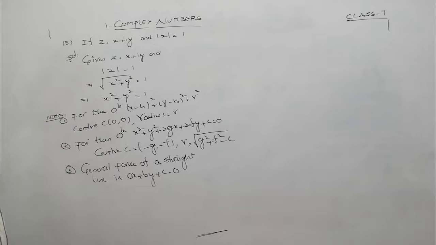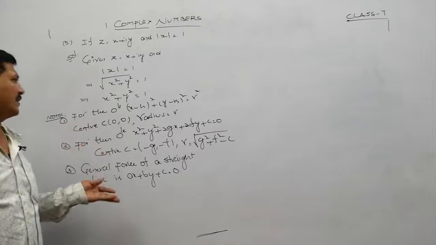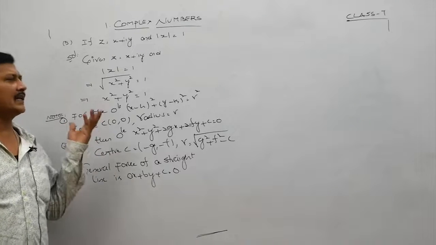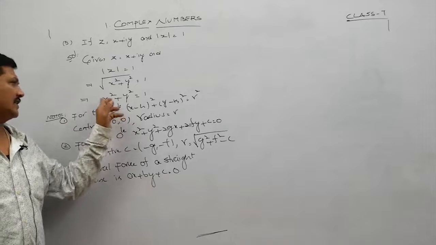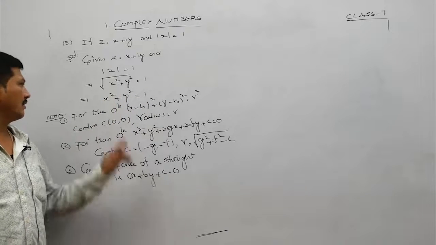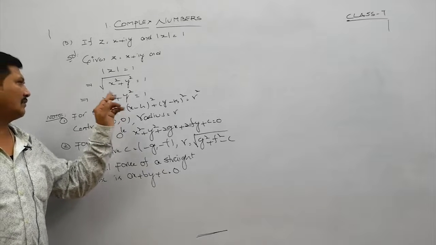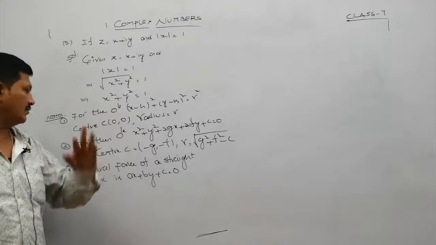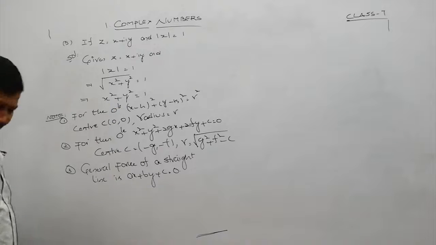Locus is nothing but the set of all points satisfying the given condition, and here x square plus y square is equal to 1 is the set of all points with the center at (0, 0) and radius 1 unit.